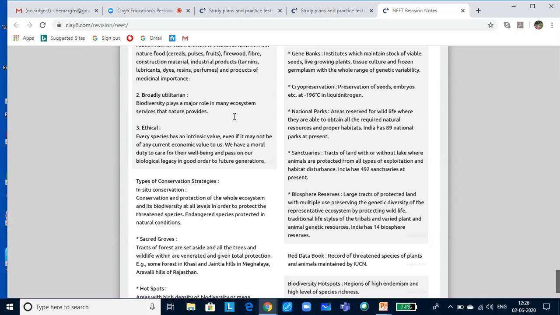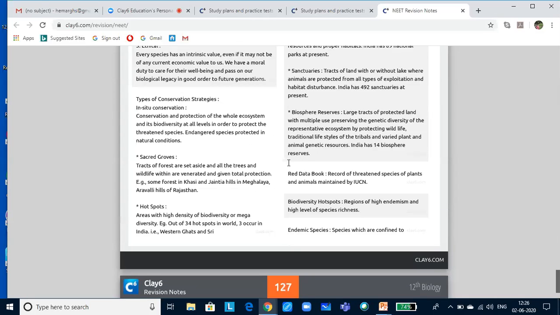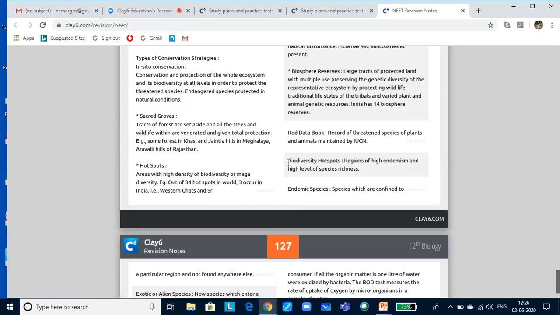Now let us look at the conservation strategies. In situ conservation is protection of the whole ecosystem and its biodiversity at all levels. In order to protect the threatened species, endangered species are protected in natural conditions. First is sacred groves. Now there are tracts in the forest that are set aside, and all the trees and wildlife within it are considered to be equal to gods and goddesses, and they are given total protection. And if you look in some forests in Khasi and Meghalaya and Aravalli Hills of Rajasthan, the tribals, they manage the sacred groves.